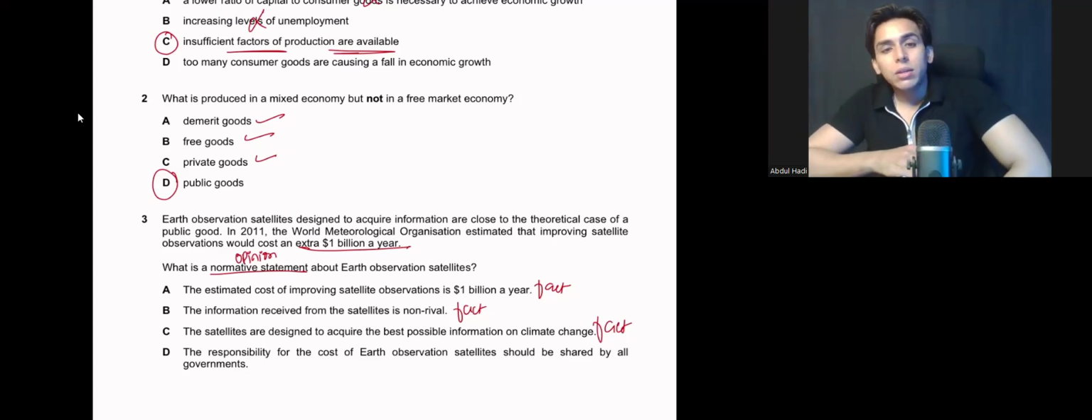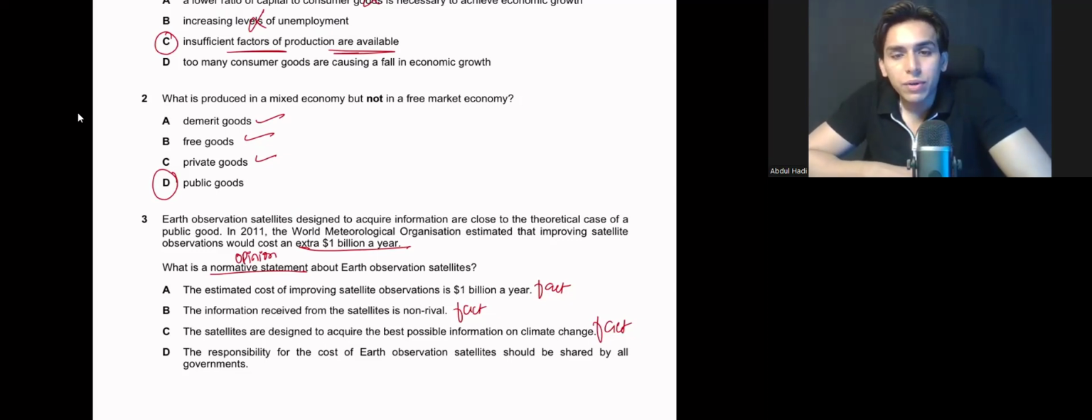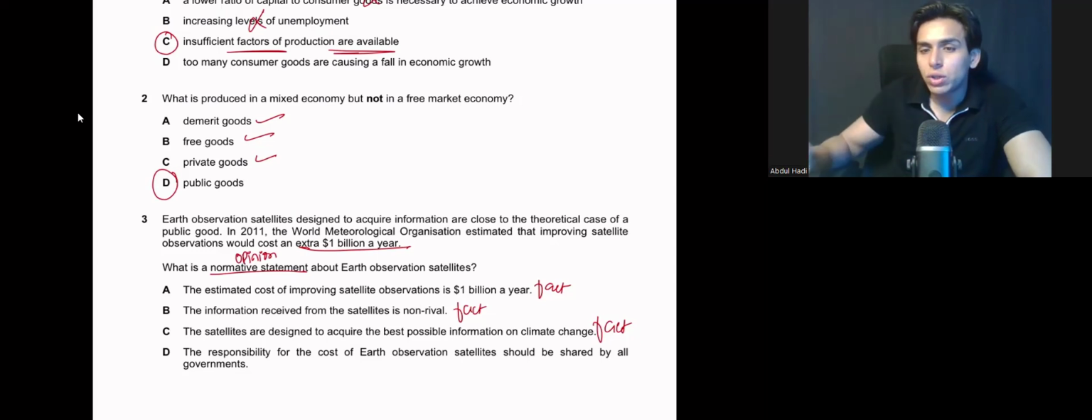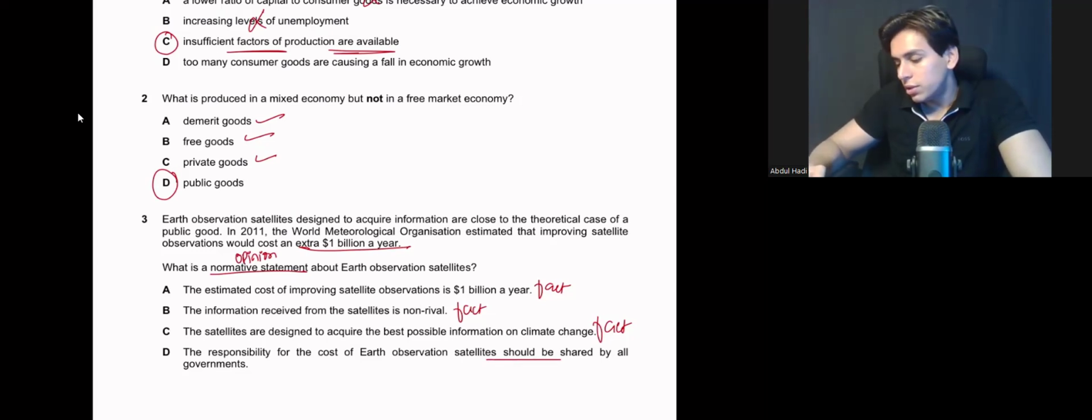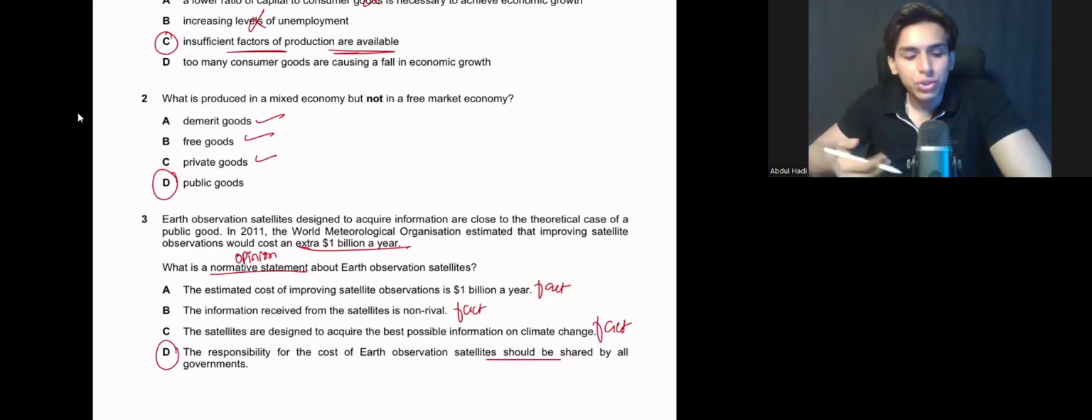The responsibility for the cost of Earth observation satellites should be shared by all governments. Now there is this word 'should'. When we talk about 'should', it becomes your opinion. So what is the answer? D. That we should share the cost. All the governments should share the cost. All right, 'should' means it's a normative statement.